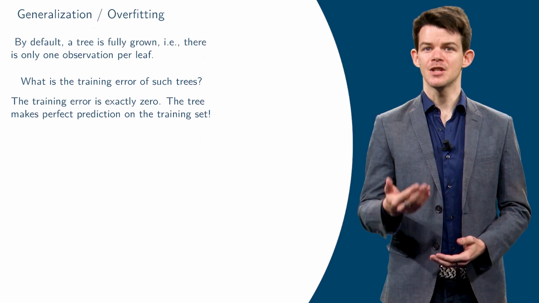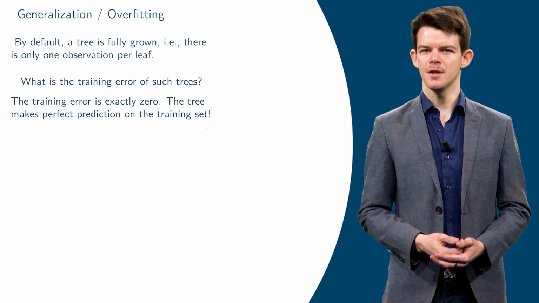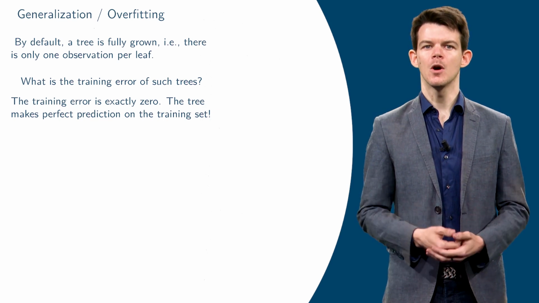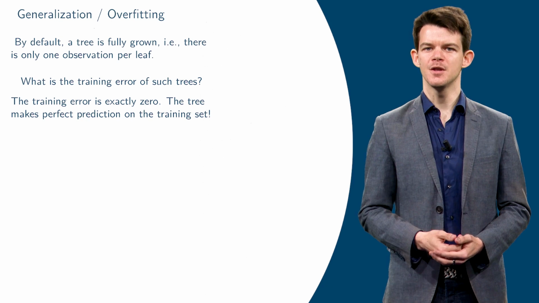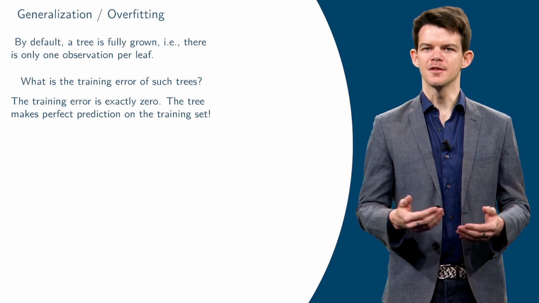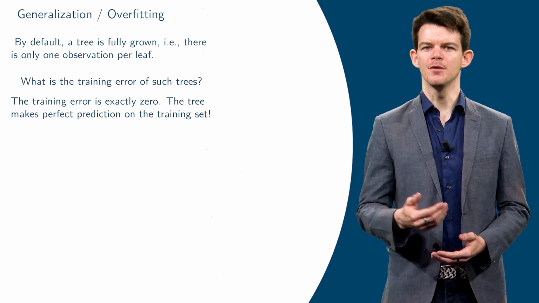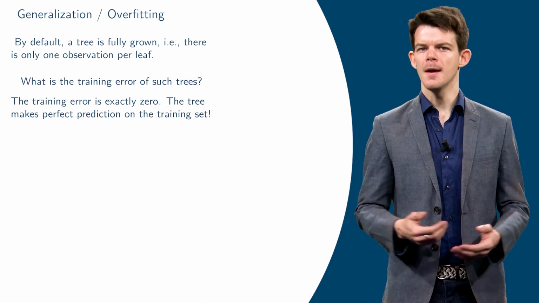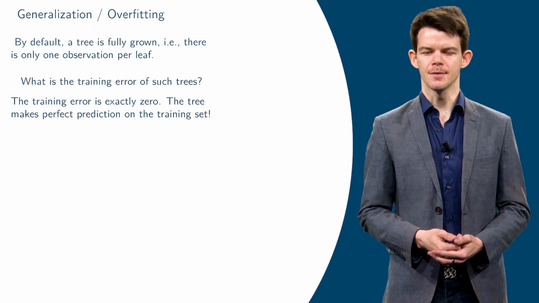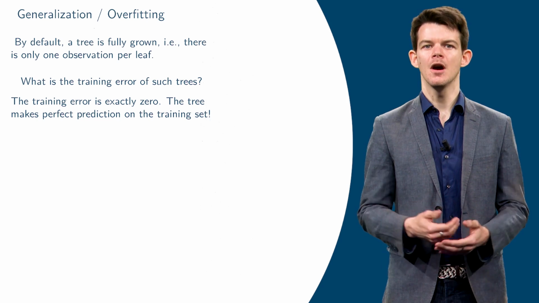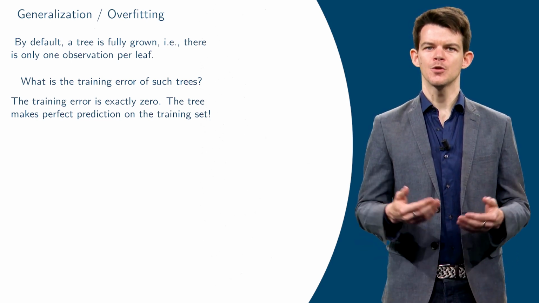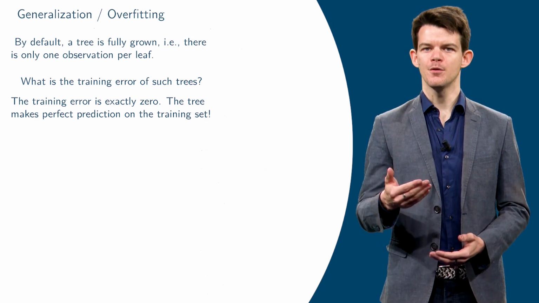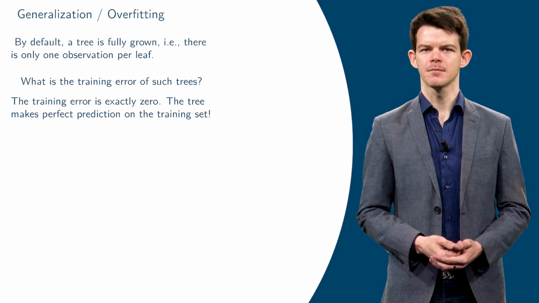Indeed, since each leaf contains exactly one observation, the mean in regression or the majority vote in classification is exactly the label of the observation in question. The difference between the prediction and the label of the observation is therefore 0 for each observation. The risk of such a tree on the training set is therefore 0. The tree builds predictions that are therefore perfect on the training set.